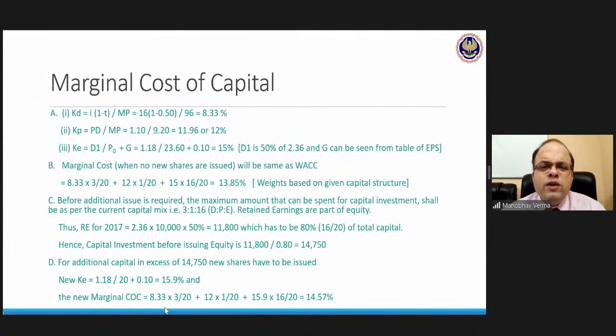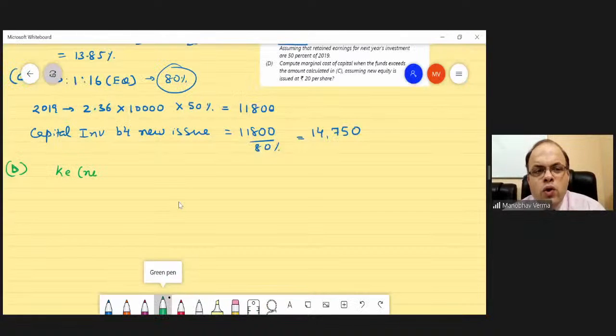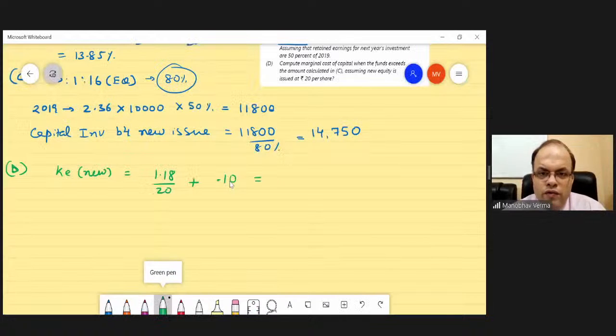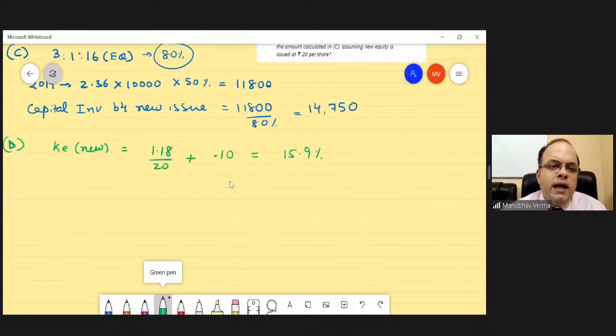I think the only thing we need to do is calculate the new cost of equity, I guess, right? New cost of equity. That's the only thing. So for the additional finance, the new cost of equity will be 1.18 upon 20 plus the growth rate, right? Yeah, 10%, so we had a growth rate of 10%. So that should come out to be 15.9%, isn't it? New cost of equity.